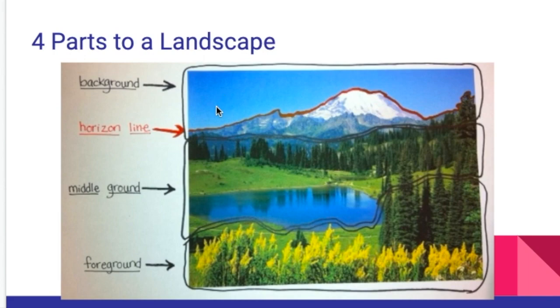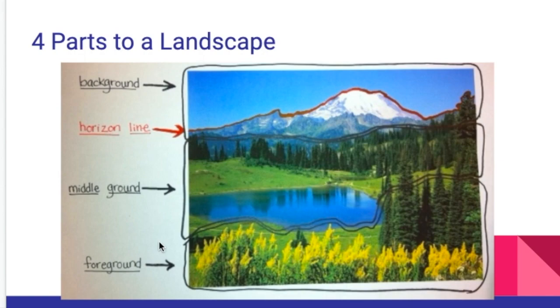And then finally, the horizon line. The horizon line is not necessarily a straight line. It's always where the ground touches the sky or the land touches the sky. So for this picture, the horizon line is not straight. It is bumpy because it's the top of the mountain. That's where the land meets the sky.